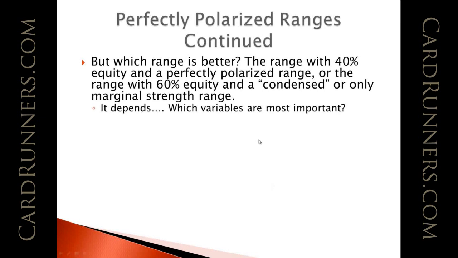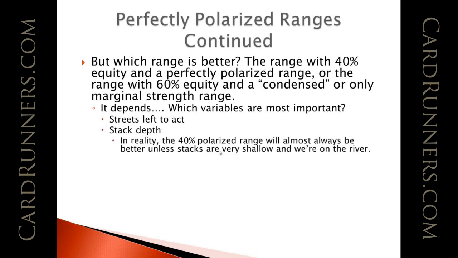It depends. Which variables are most important? Streets left to act, stack depth. That's talked about nonstop in my other videos. This determines pretty much how big of a deal having a polarized range is. And in reality, the 40% equity polarized range will almost always be better unless stacks are really shallow and we're on the river. So mathematically, having your equity distributed well is a huge deal.